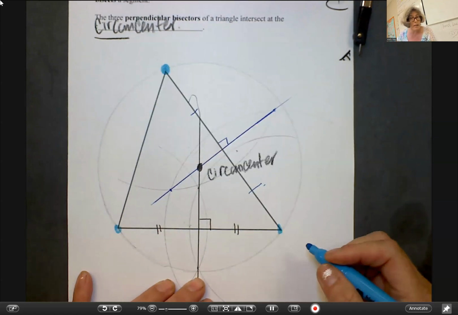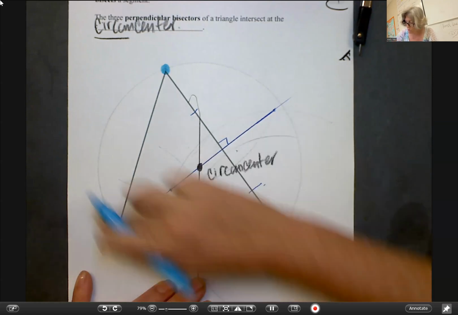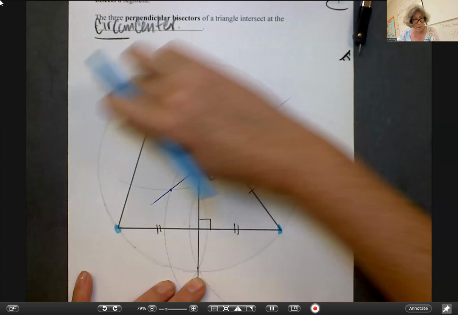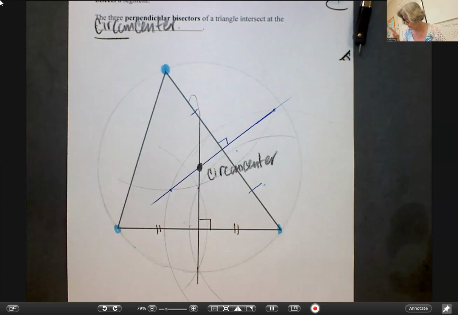But if you did it correctly, that is what's called the circumcenter. Circum means around. We circumscribed a circle around a triangle. Circumscribe means to draw around. Incenter.